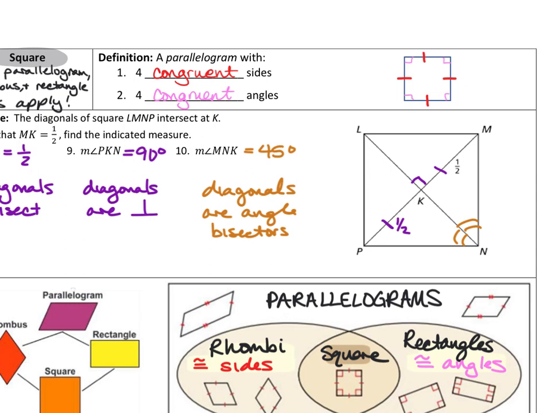But there is a rule with rhombuses, which applies to squares, that these bisect this angle so it's cut perfectly in half. What's half of 90 degrees? Actual question I want you to answer. What's half of 90 degrees? 45. So this is 45 and this is 45. So we know that MNK is half of 90 because it bisects 90, so it's 45.